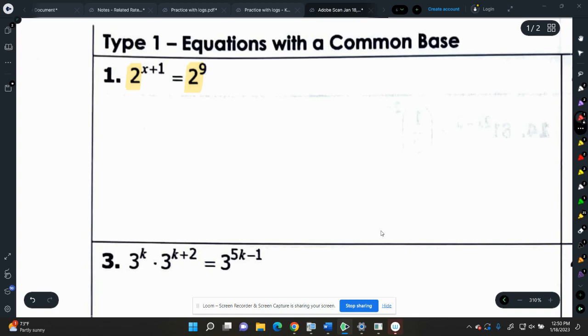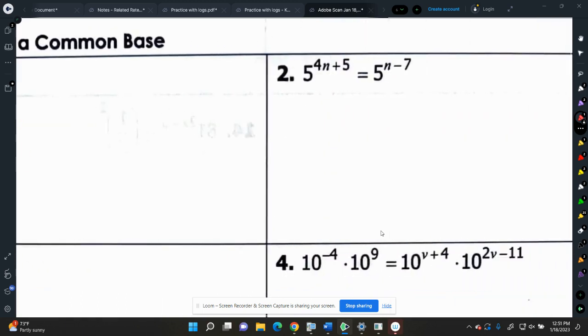Okay. Since they have the same base, we set the exponents equal. If we reason through it, if 2 to the power of something is equal to 2 to the power of something, those powers have to be equal. Makes sense, right? So x has to equal 8. Boom. We're done. Okay, next one.